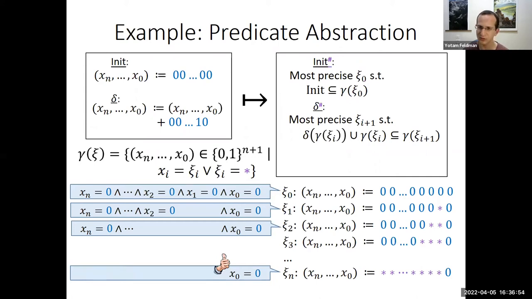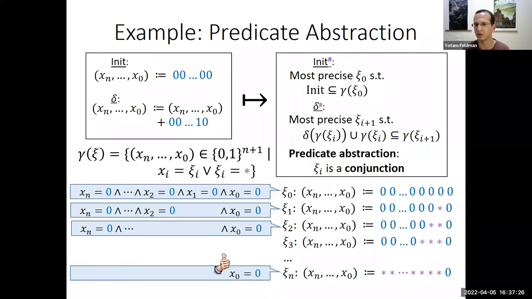And the important point about this is that when we say the most precise value, this means the most precise value from a certain abstract domain. So if we could express all sets of states, then this would be exactly exact forward reachability, because that would be the most precise thing to do. What we do here is constrain our abstract values to be not arbitrary formulas, but always a conjunction. So a conjunction of variables and negations of variables. In this case, we only need to say that some variables are equal to zero, so it's a conjunction of negations. And what happened in the execution of the abstract program is that we took the most precise conjunction that contains the exact post image of all the states that satisfy the previous conjunction we had. So this is the classical abstract domain of predicate abstraction.